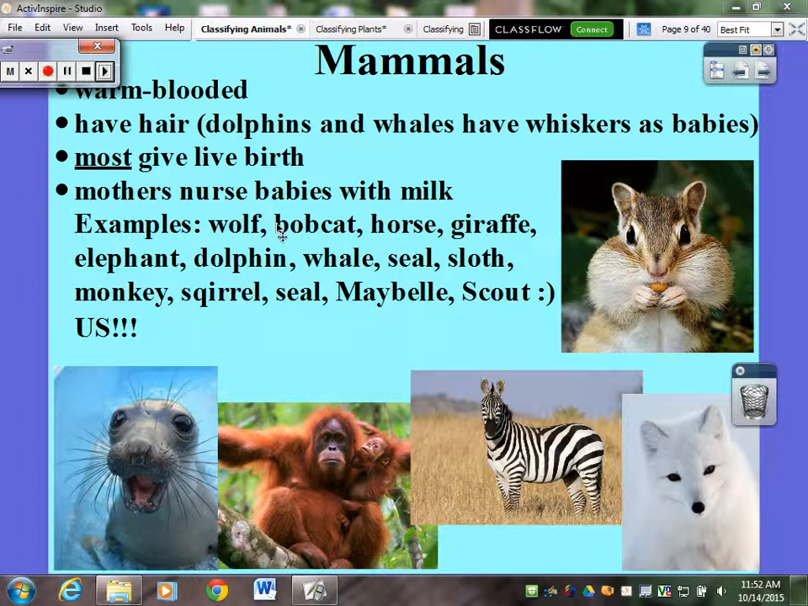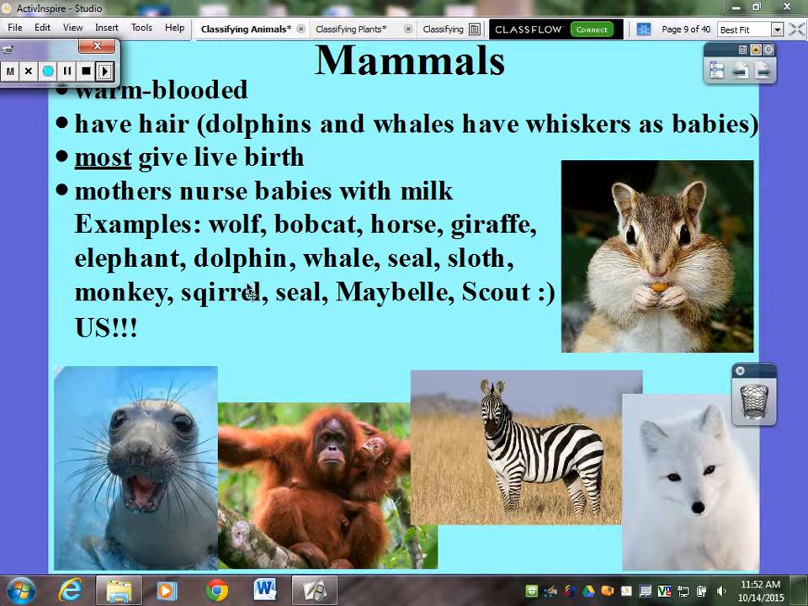Some examples of mammals, you can see lots of cute pictures here, but also we have wolf, bobcat, horse, giraffe, elephant, dolphin, whale, seal, sloth, monkey, squirrel. I obviously like seal because I put it back there again. Maybelle, which is my dog, and Scout, which is Miss Mitchell's dog. And then, of course, us, people, we are mammals.